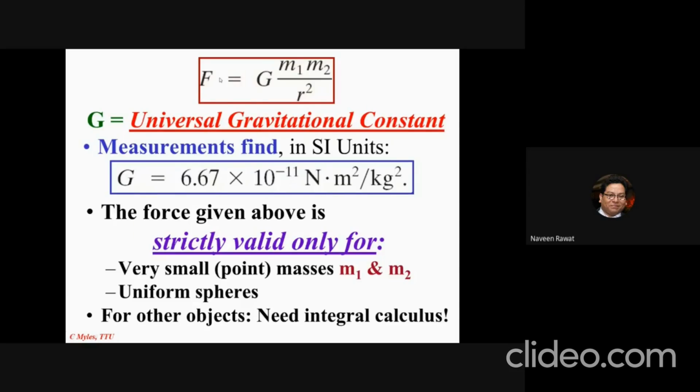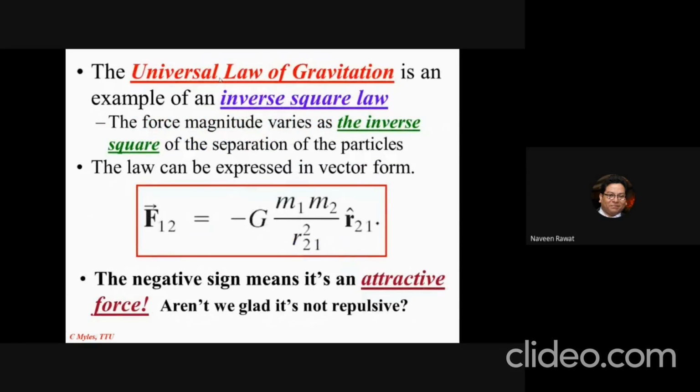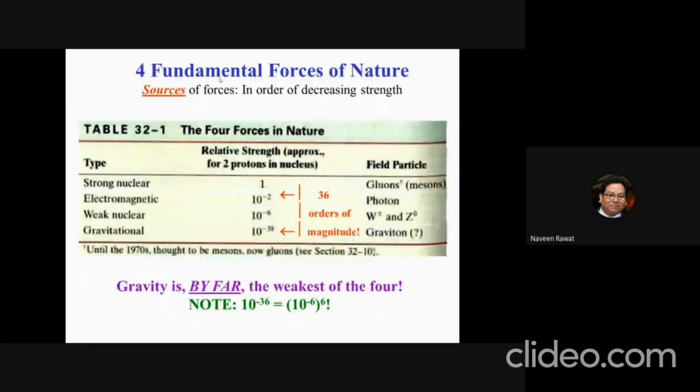Okay, so again, this law is an inverse square law. The magnitude of this force at large distances is very small. In fact, if you look at the comparison between the four forces in nature, here you have the relative strengths for two protons in the nucleus. You can see that the gravitational force has the lowest magnitude. It's about 10 to the power minus 38 orders of magnitude, and that compared to the nuclear force is a much smaller value. Okay, so that's what we meant by gravity being the weakest of the four forces.